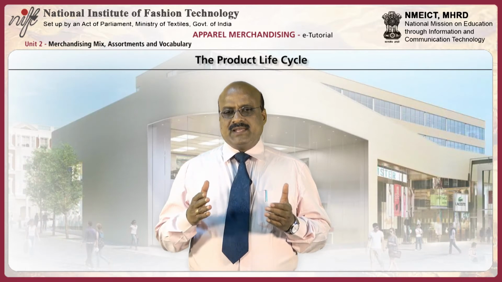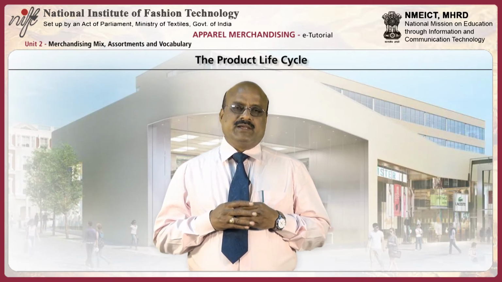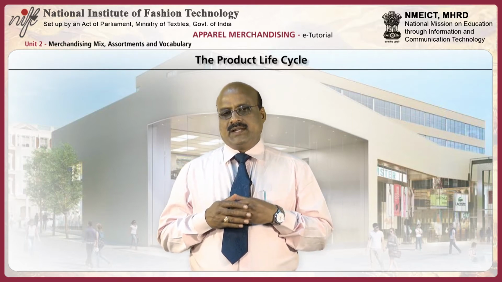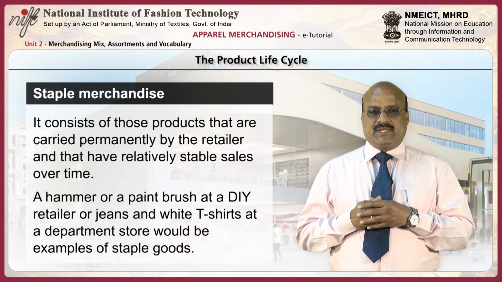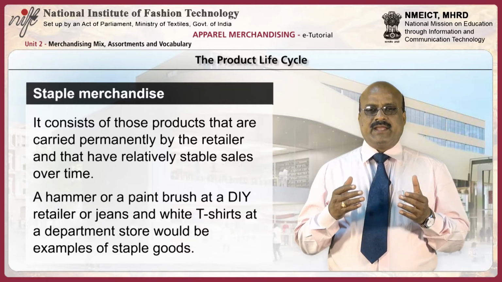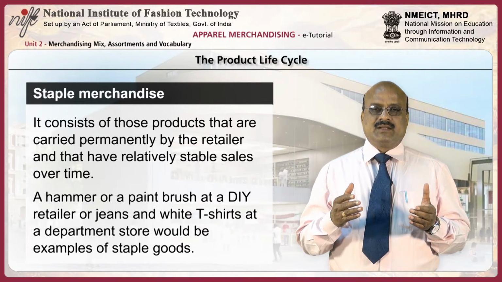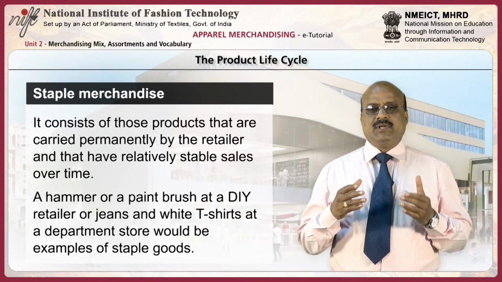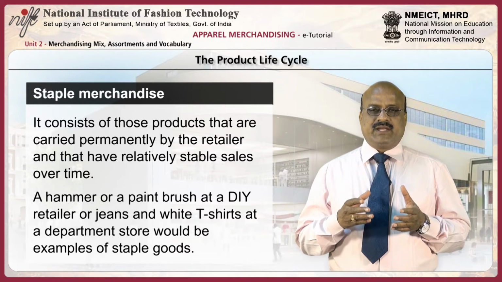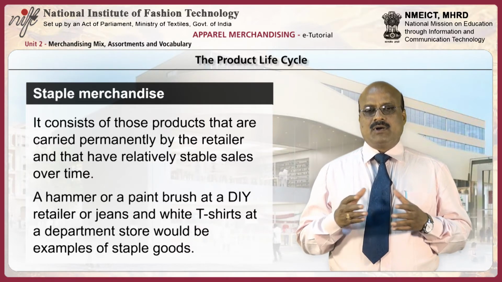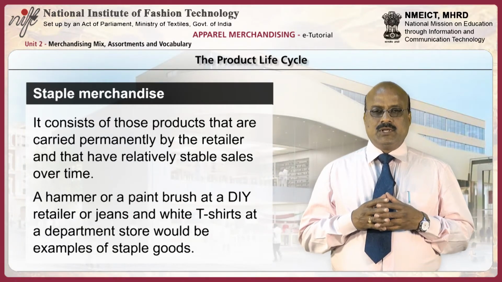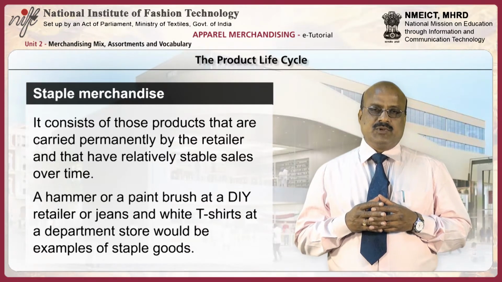The product life cycle is one of the important categorization criteria. Merchandise is of different kinds. Let us review some of them. Staple merchandise consists of those elements and products that are carried permanently by the retailer and that have relatively stable sales over time. A hammer or a paintbrush at a DIY retailer, or jeans and white t-shirts at a department store would be examples of staple goods.